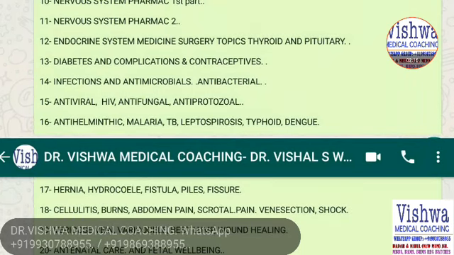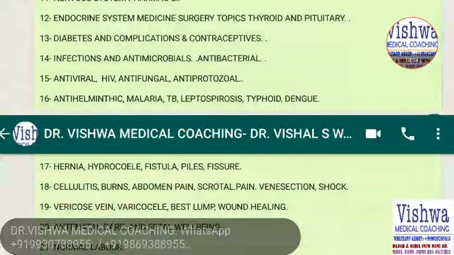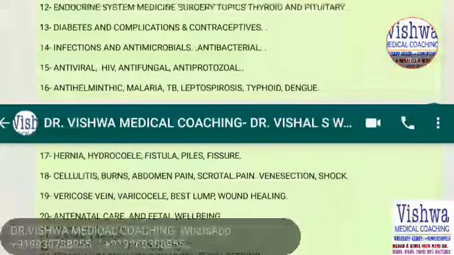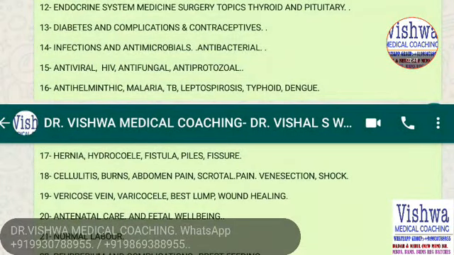In the endocrine system, medicine, surgery, as well as the related topics in thyroid as well as pituitary gland, where we have hypothyroidism, hyperthyroidism, anterior pituitary and posterior pituitary gland, hormones, and the pharmacology and medicine related to that. Then we have the most important topic called diabetes and complications. We have a complete lecture devoted to diabetes, types of diabetes, management of diabetes, treatment of diabetes, drugs for diabetes. And then we have contraceptive methods as in pharmacology as well as a gynecology topic.